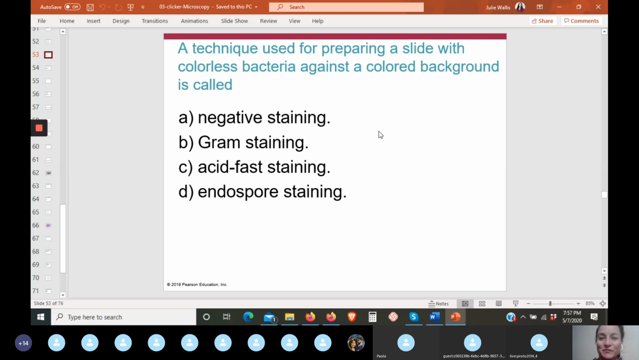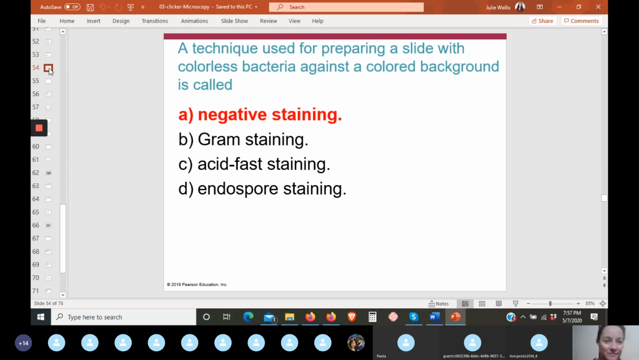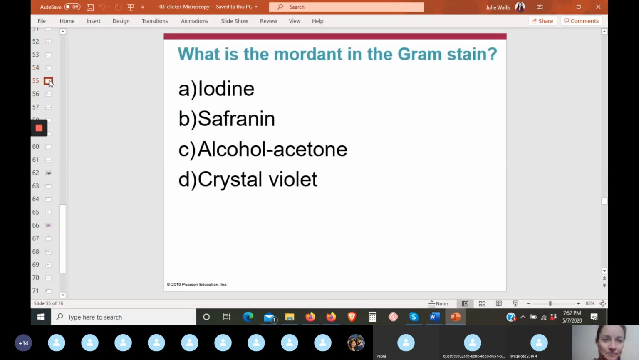All right, a technique used for preparing a slide with colorless bacteria against a colored background. Nobody voted on it. It is a negative stain. That is the acidic dye that is negatively charged and it's repelled by the cell membrane with all the negative charges on it, and it actually will stain the background. And it will be basically looking like a white looking structure that's illuminating light on a dark background.